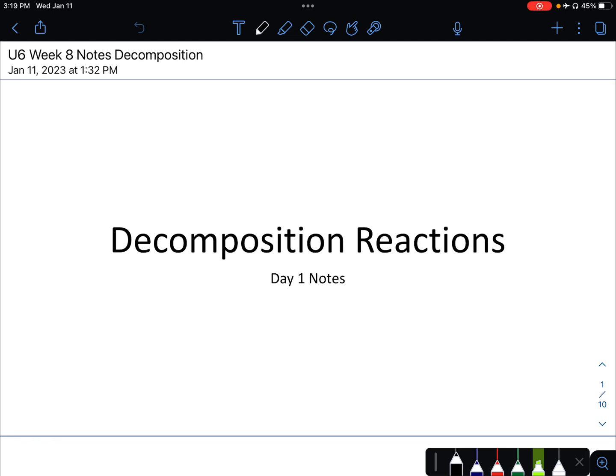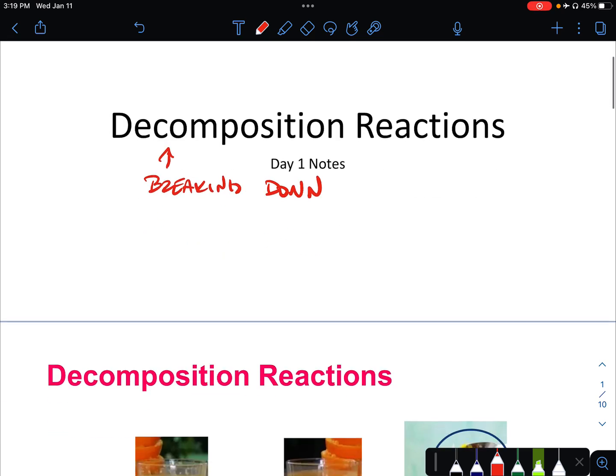All right, here we go, decomp day. So when we look at decomposition reactions, if you think about what decomposing is, decomposing just means breaking down. And that's really what we're looking at here, all right?